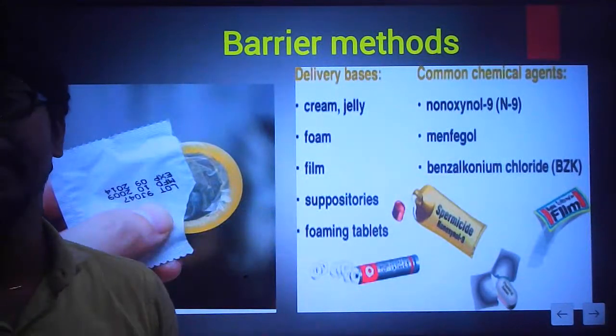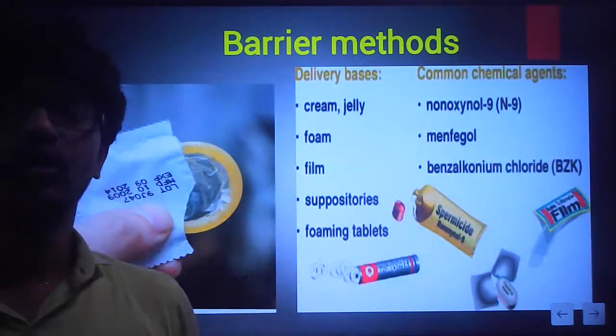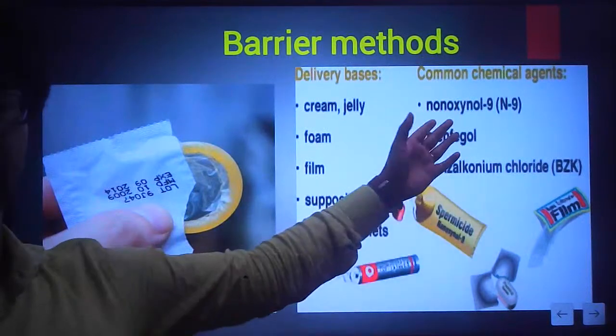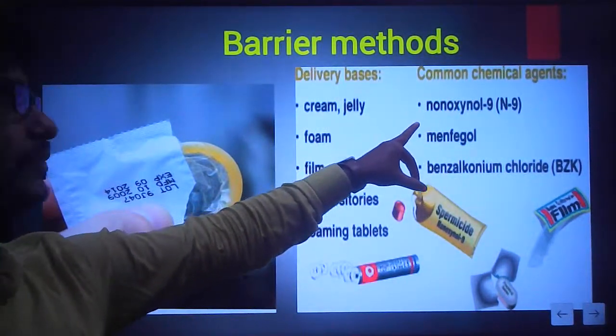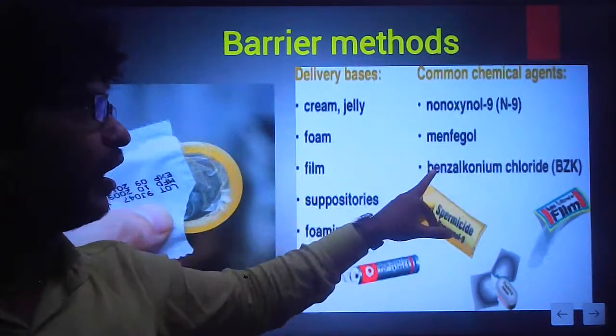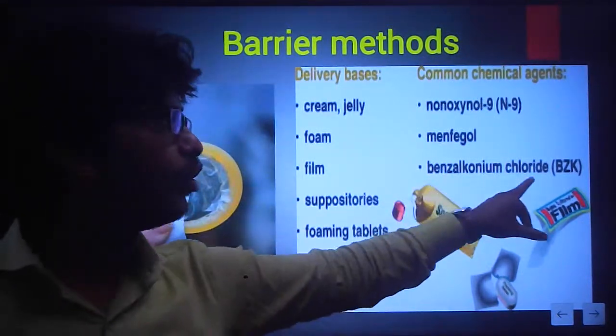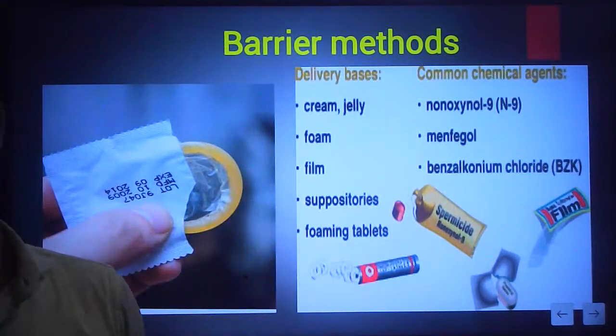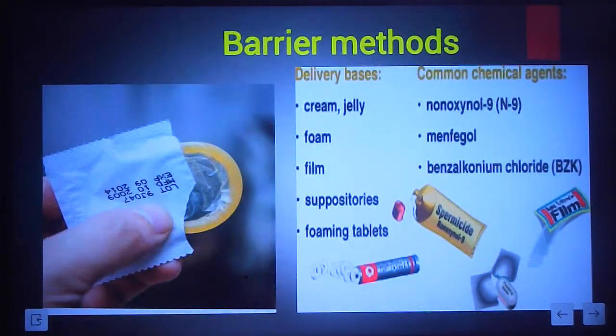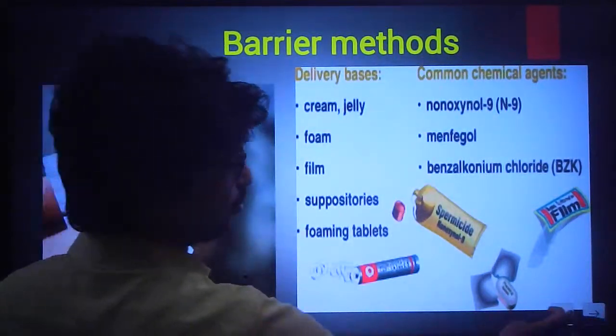This can also be applied onto a condom, or onto the diaphragm or cervical cap. So this acts like a spermicidal agent. This will kill the sperms, even like menfegol, or benzalkonium chloride. We call it BZK. These are some of the spermicidal chemical agents which can be used. These are the common chemicals that you can use.